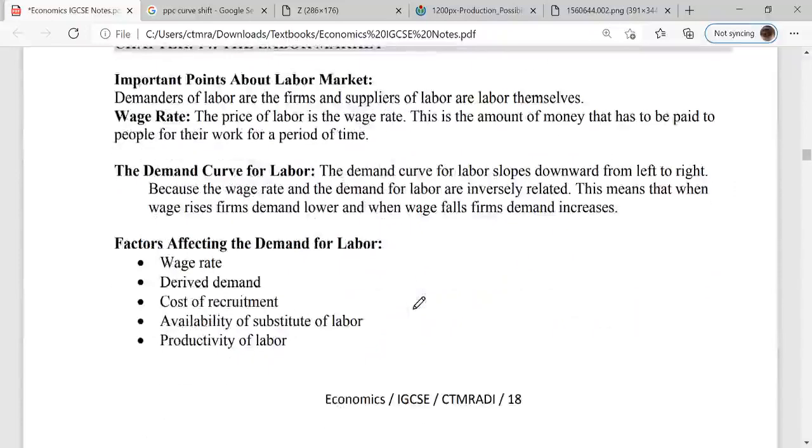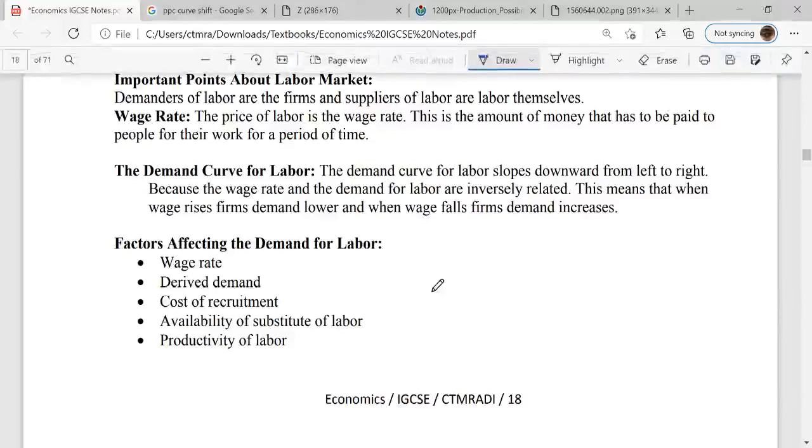Then in the labor market we have wage rate. Wage rate is determined by the forces of demand and supply. So wage rate is the amount paid to the workers. If wage rate changes, the demand and supply also change, and wage rate is also determined by the forces of demand and supply. Okay. Let me know if I'm going too fast, or if you have any confusion, let me know.